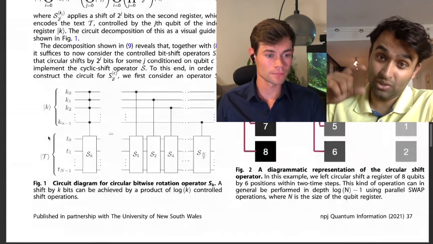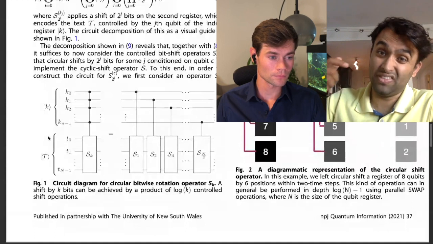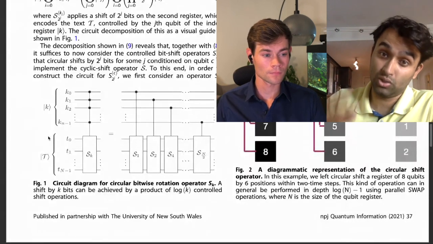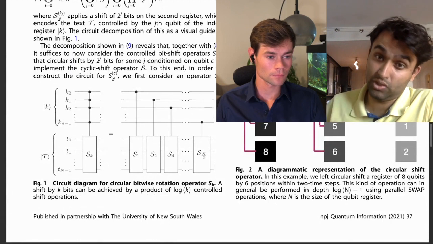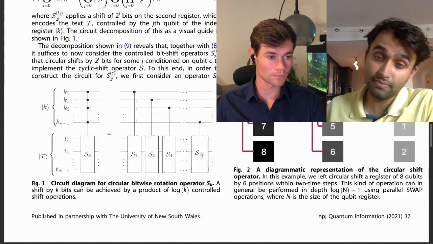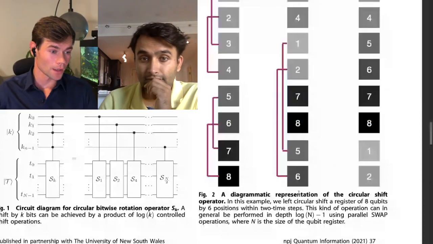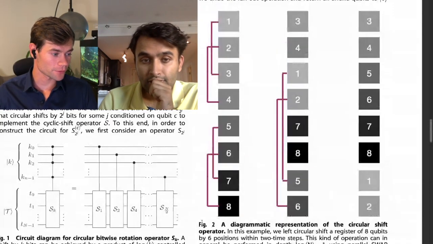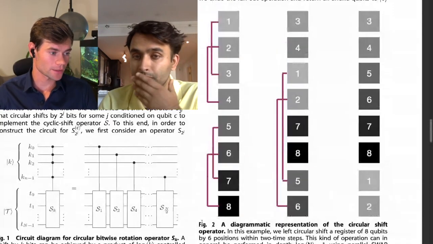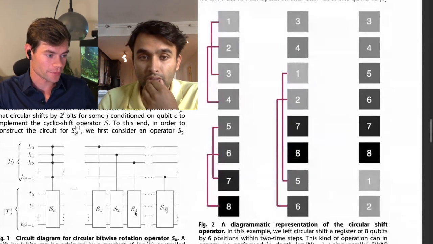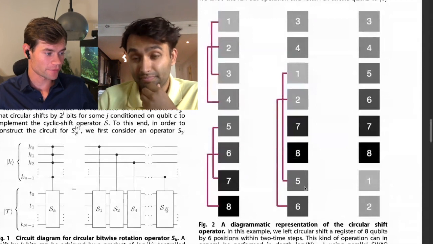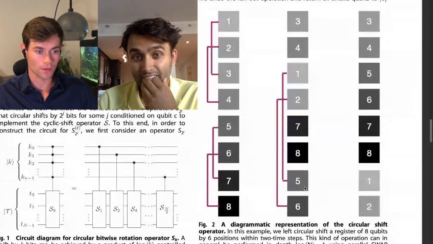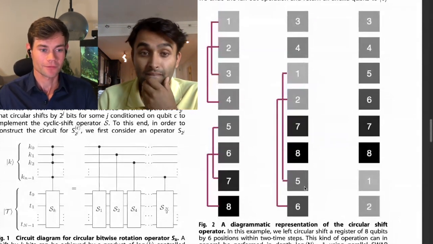So you need this additional overhead to even tell the quantum computer how much to rotate the string you're searching in. Okay. If we then move over to figure 2 as well, this is the diagrammatic representation of the circular shift operator. And this one is a representation of each of these, is it? Or what does this figure represent, if you were to explain this one?